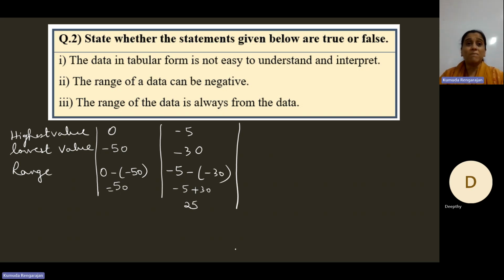It's the highest value minus the lowest value. You must write the highest first. See, the highest value is minus 5, the lowest value is minus 30, and you should put a minus in the middle: highest value minus the lowest value. So you should tell me your conclusion.